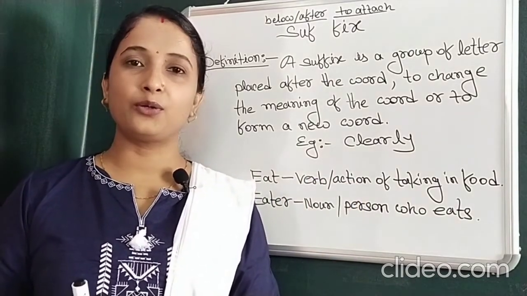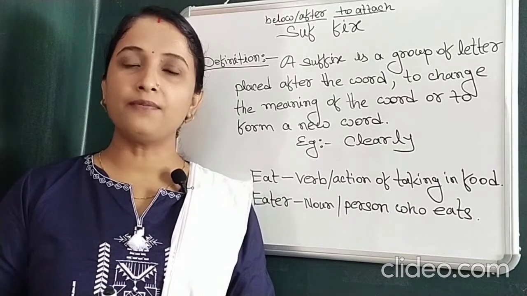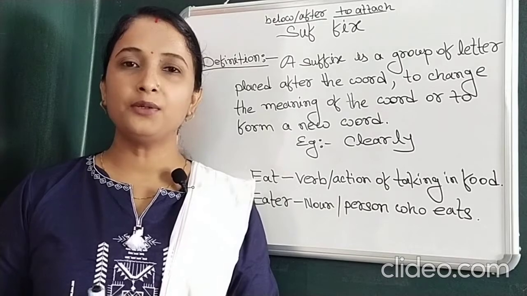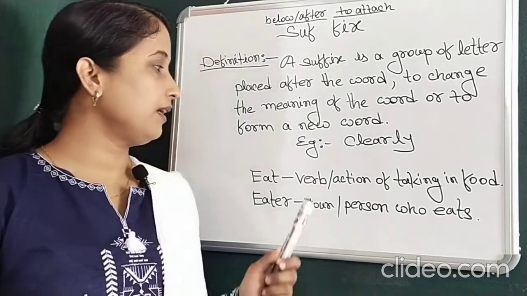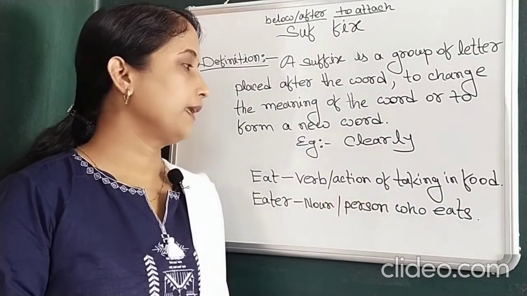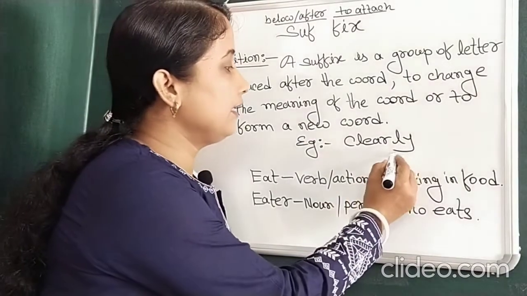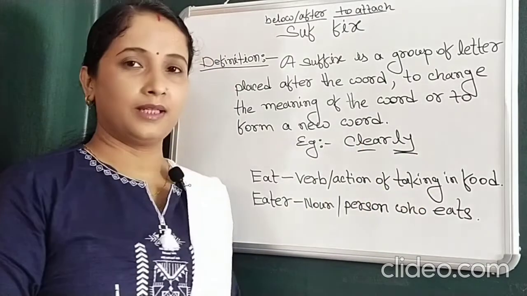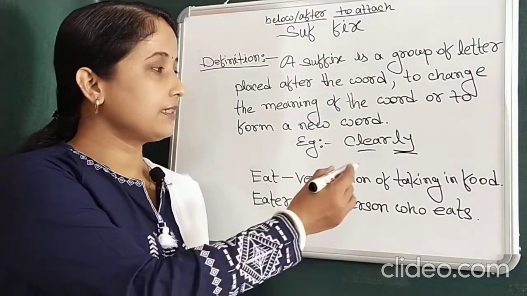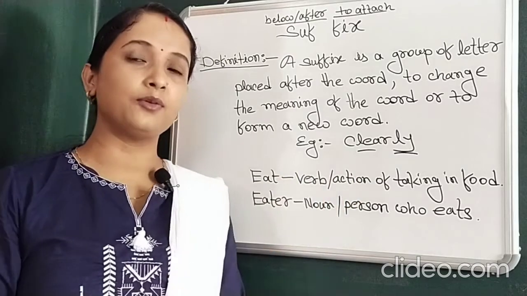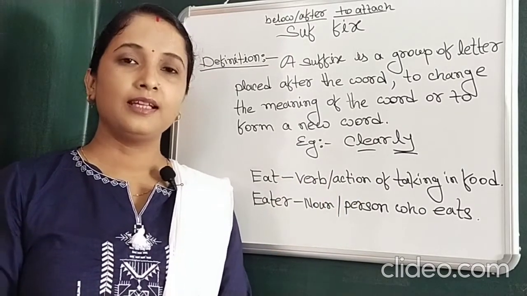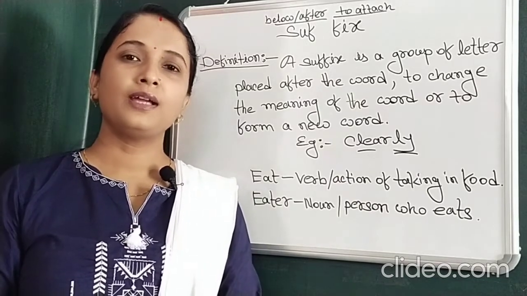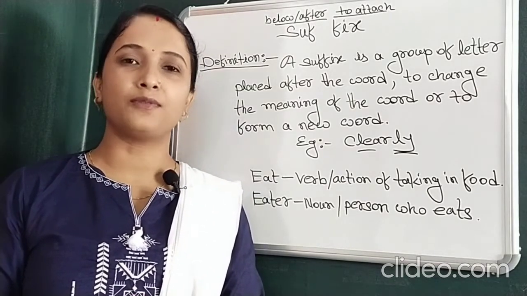A suffix is a group of letters placed after the word to change the meaning of the word or to form a new word. Let's see an example. Clearly. Here ly is the suffix and clear is the root word. By adding the suffix ly to the root word clear, we have changed the meaning of the word clear to clearly, adjective to adverb. So, a suffix can change the meaning of a word.